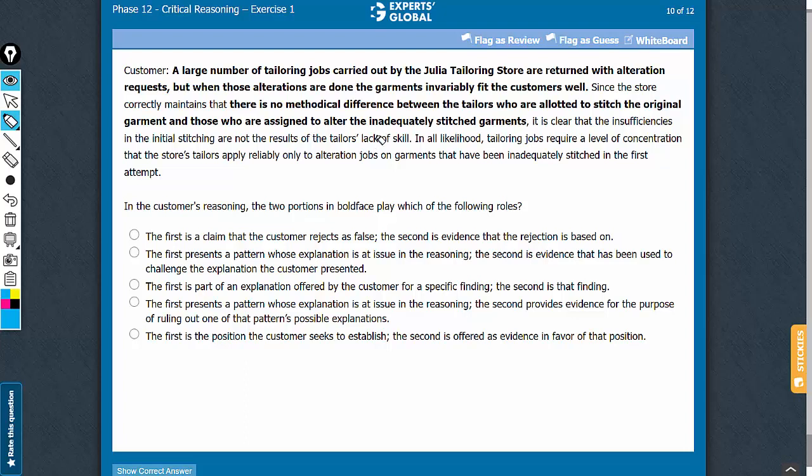Step 1 is to figure out the conclusion. This last sentence here is the conclusion of the paragraph. Step 2 is to link the boldfaces with the conclusion.